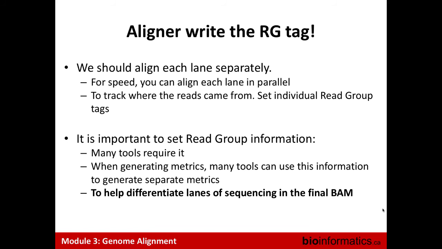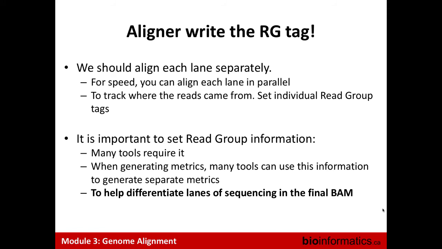So when we do alignment, what is really important is to add the RG tag. RG means read group. So when we have alignments, each time you do your libraries, each library goes to the sequencer and generates a set of FASTQ. You need to align each FASTQ independently and add a specific tag for this experiment.